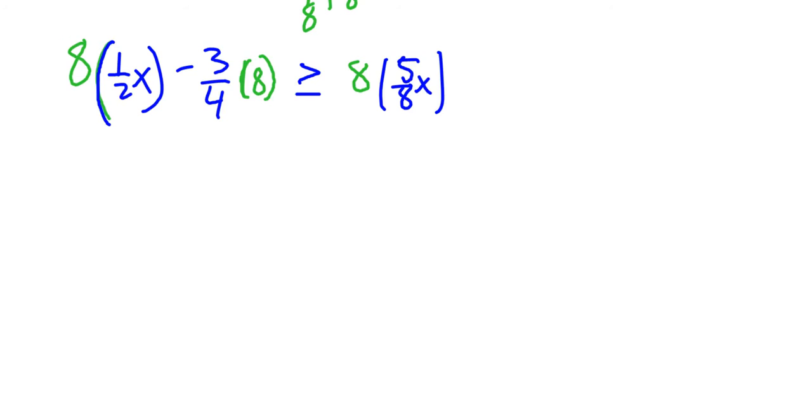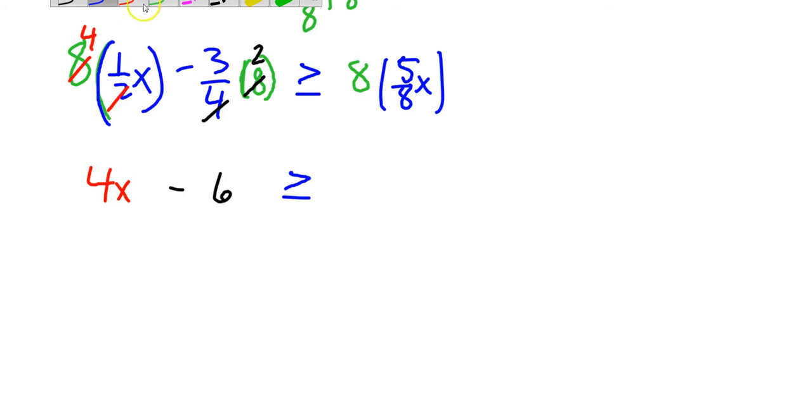Okay, and what that should do, if you've still got fractions left over, that means you didn't pick the right number to cancel out the fractions, because it should knock out all the fractions. 2 will go into 8 4 times. So now you've got 4 times 1, which is just 4, so that's 4x. You've got negative 3/4 times 8, so 4 will go into 8 2 times, left with 3 times 2 for 6. Greater than or equal to, we've got 8 times 5/8x. In that case, that 8 should cancel that 8. So we've got 1 times 5 for 5x.